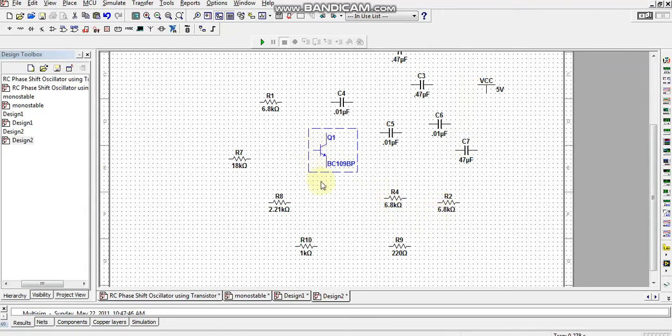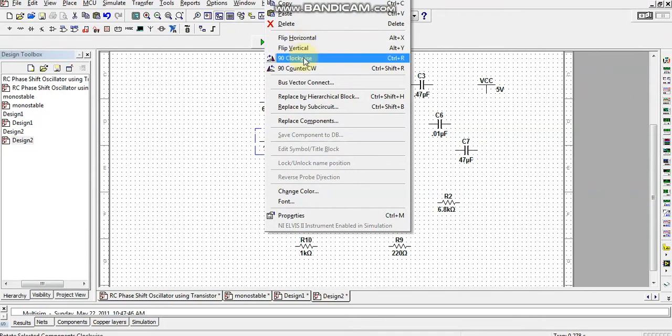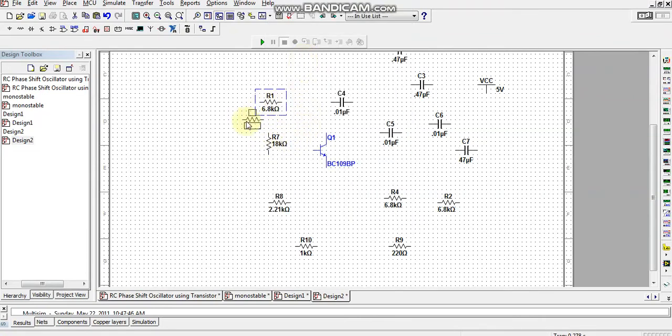So I'll place all the values at the required place. Let me place this and the 6.8 kilo ohm. At the base of the transistor what I require is 18 kilo ohm. So I'll rotate them first, rotate 90 degrees. Get this here, and this I'll place here, and this also I require here. Next, what else do I require?